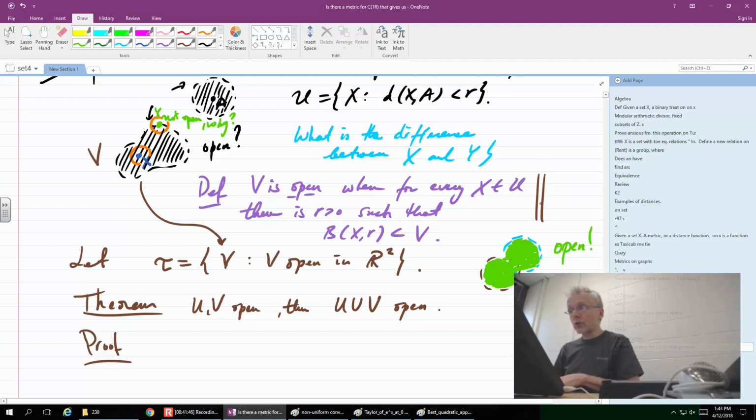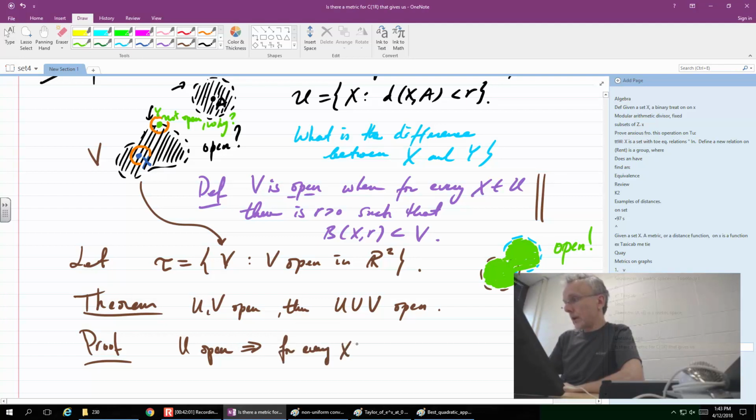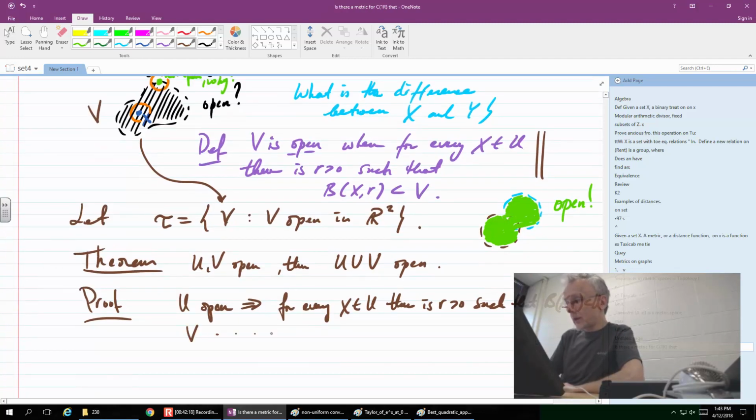So U is open, V is open. We need to show that the union is open. Shouldn't be too hard. So U is open, and you just keep writing. It means that, once again, for every x in U there is an r such that B(x, r) is in U. And then I have V. I'm writing the exact same thing. B(x, r) is in V.